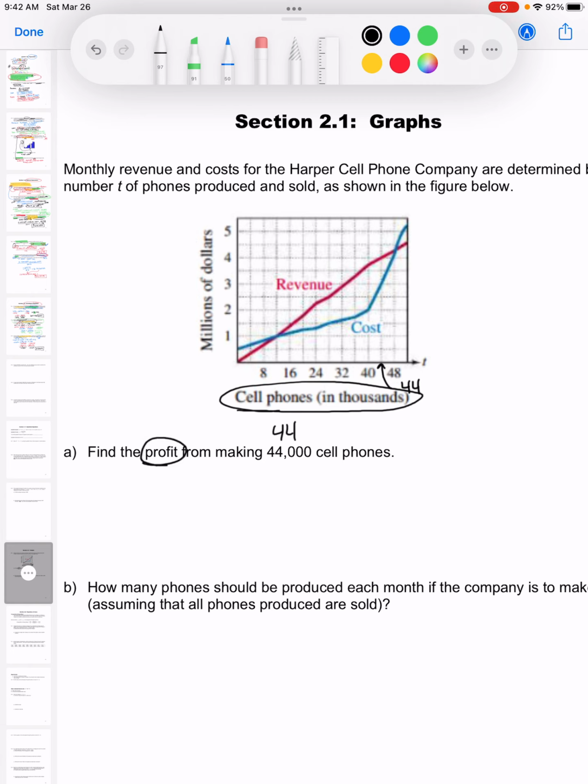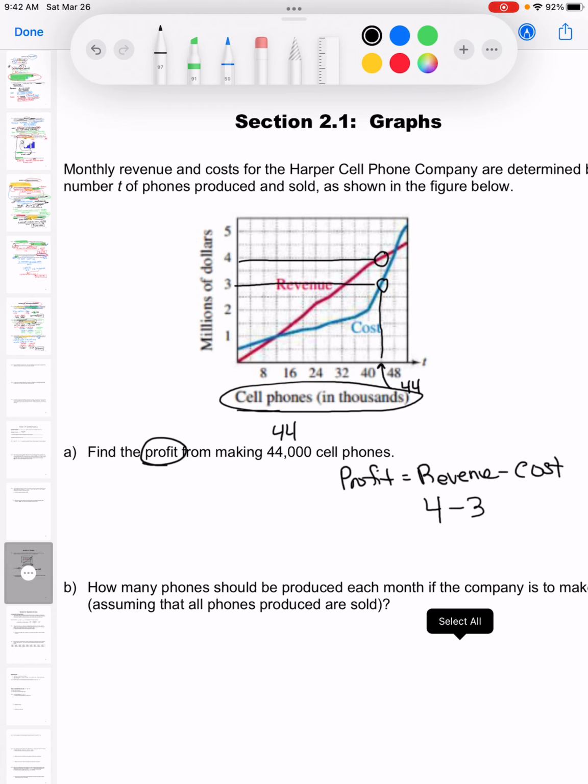I want to find the profit. So just to remind ourselves, the profit is the revenue minus the cost. So I'm going to come up and find the revenue and the cost for each one of these. The revenue is the one in red, so that looks like it's 3. And the cost looks like it's over, or sorry, the revenue looks like it's at 4. And the cost looks like it's at 3. So 4 minus 3 is just 1, and that's in millions of dollars. So 1 million there.